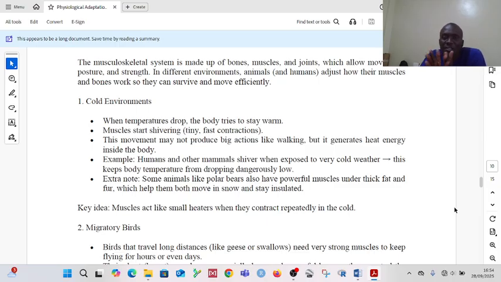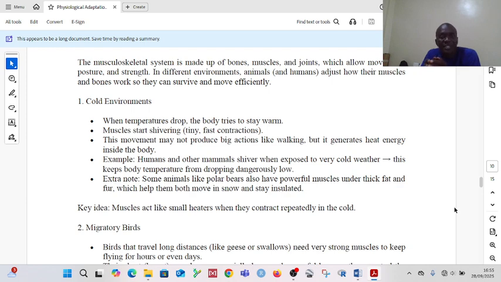So that's why you find that humans and other mammals will shiver when they're exposed to very cold weather. Through this, that shivering helps in raising the body temperature. So it ensures that the body temperature does not drop to levels that are dangerously low. Okay? There are some animals that are found within the Arctic, like the polar bears. These ones have some very powerful muscles under their thick fat and fur. Okay? So they have powerful muscles. And what these powerful muscles do is they help them to move when it has snowed.